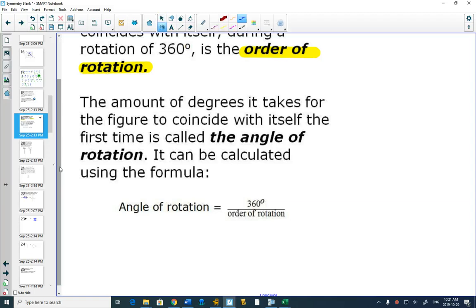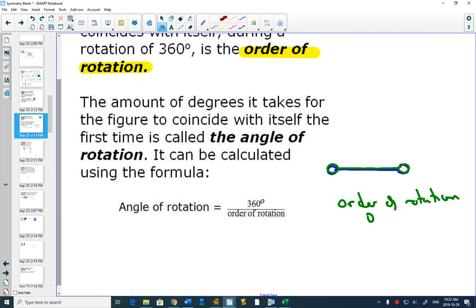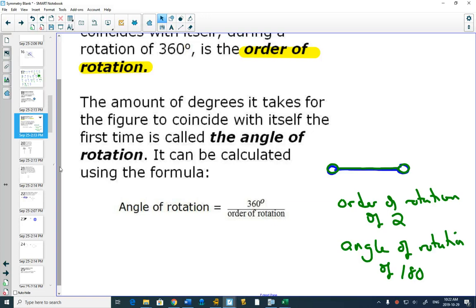Here's an example. This shape, I could rotate it. I'll draw over top, then you can really see how this works. So this green one, I could rotate it 180 and it matches up, and I could rotate it another one to get back to where it started. So this shape, we would say, has an order of rotation of 2 and an angle of rotation of 360 divided by 2, that's what the formula says, or 180 degrees.